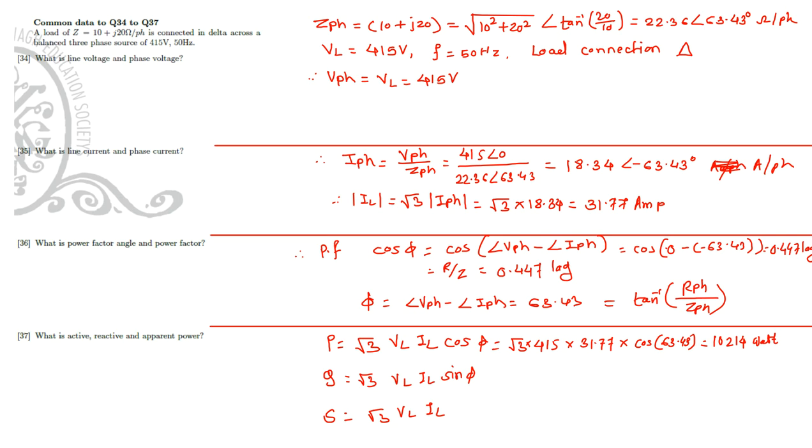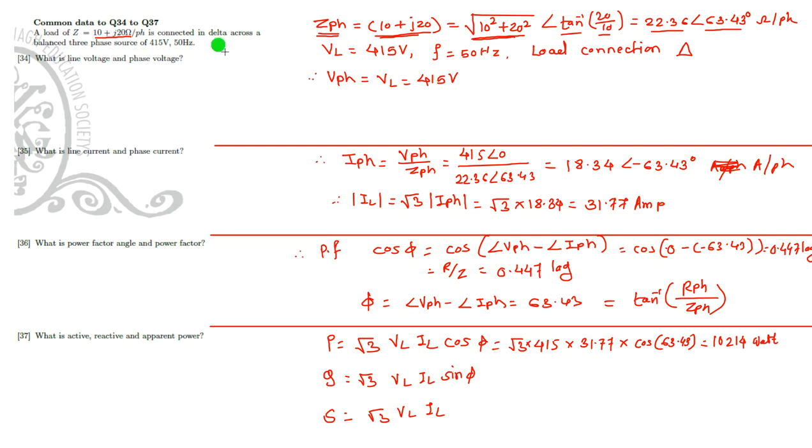The load Z is equal to 10 plus j20 ohm per phase. So keep in mind the impedance is always a per phase value. So ZPH is equal to 10 plus j20. Converting this into polar form, that is root of real value square plus imaginary value square, tan inverse of imaginary by real value. So it gives you 22.36 at an angle of 63.43 degree ohm per phase.